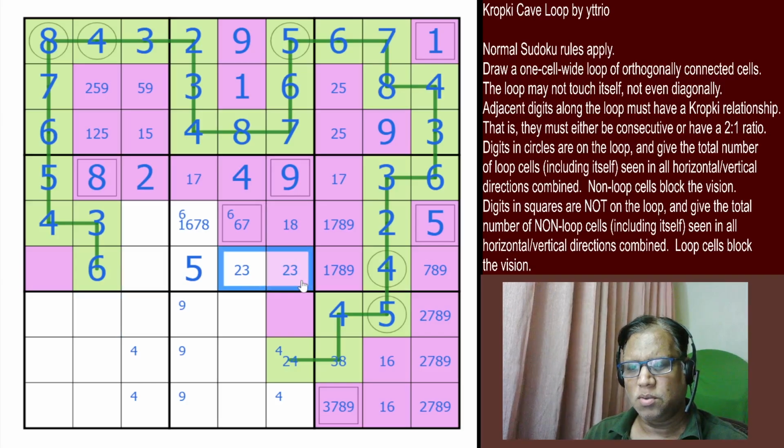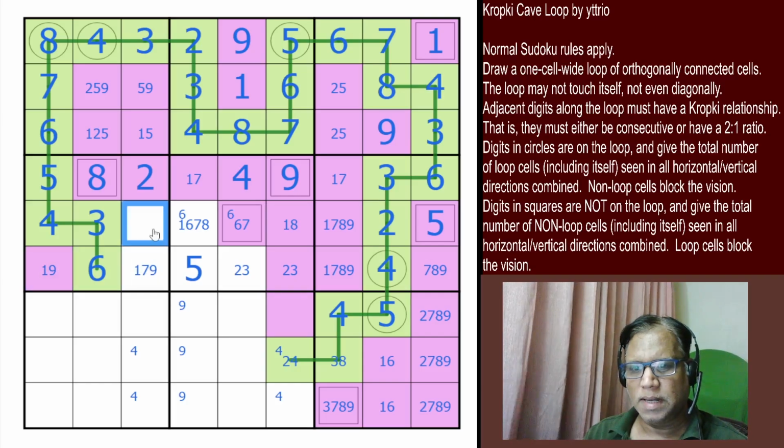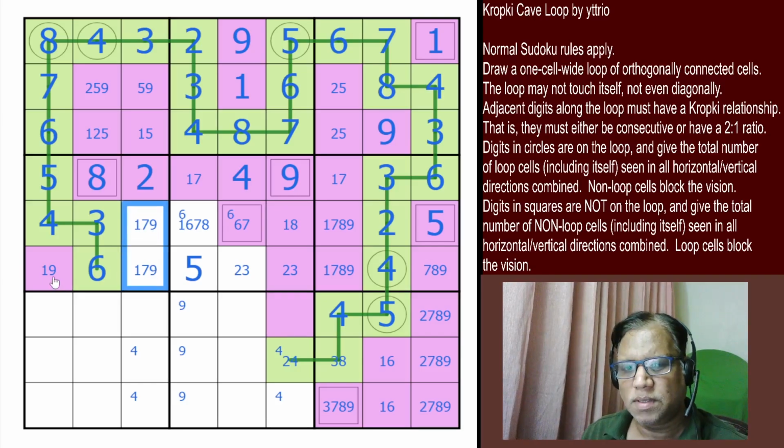No, this 2, 3, 2, 3, that's 6. All these are 1, 7, 8, 9, right? 1, 7, 8, 9. That's not 7, that's 1, 9, that's not 8. In fact, that's also 1, 7, 9, right? 1, 7, 9. Because of this. And 7 is one of these, isn't it?